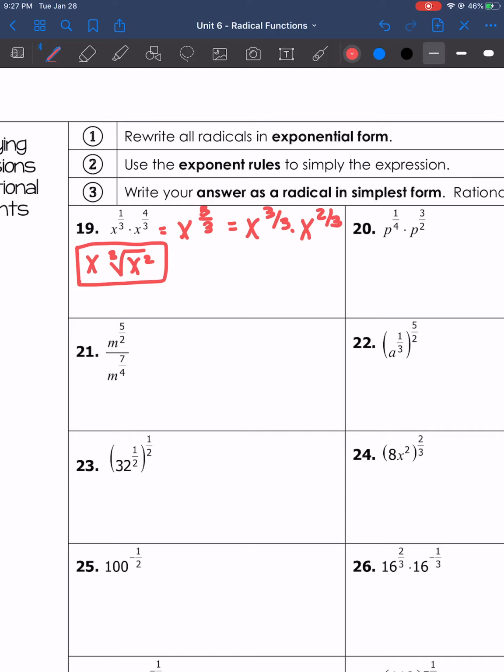Alright, and then I have 21, which is m to the 5 halves divided by m to the 7/4. So let's just make these fourths. Let's make this 4 and make this 10. So now I can subtract. I have m to the 3/4, which just becomes the 4th root of m cubed.